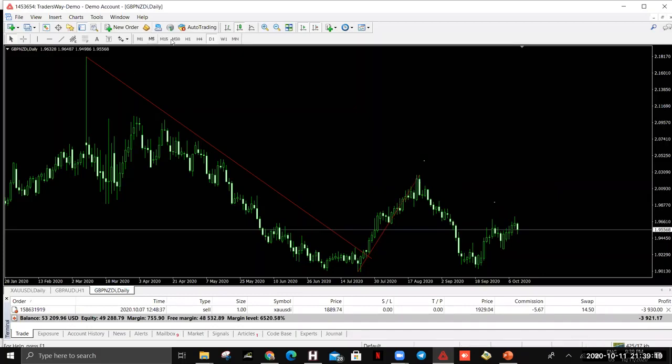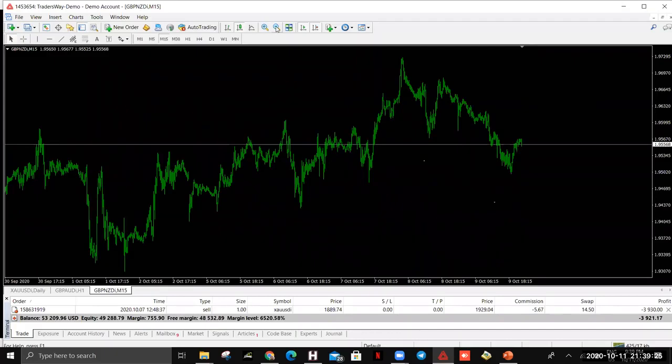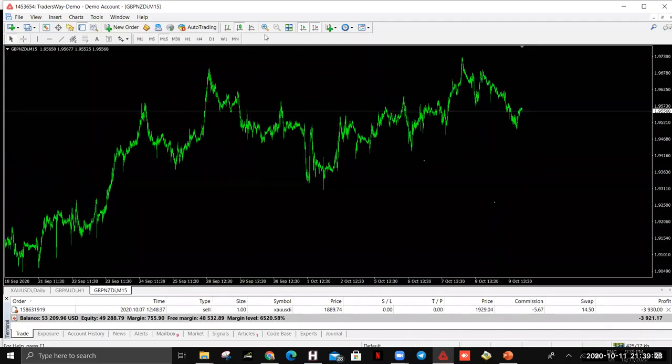Now let me go to a smaller time frame and show you what a pullback is. Let me squeeze it. Now look at this. I'll use my trend line. This is an uptrend. It's going up. It came down. Went back up again. Came back down. Went back up. You can see it's just temporary, but it's still going back up. Came back down.